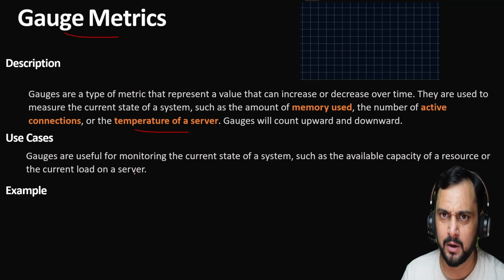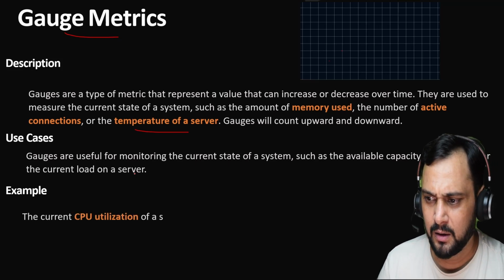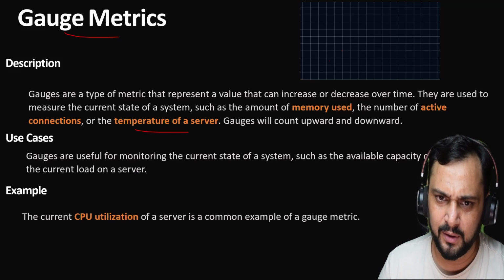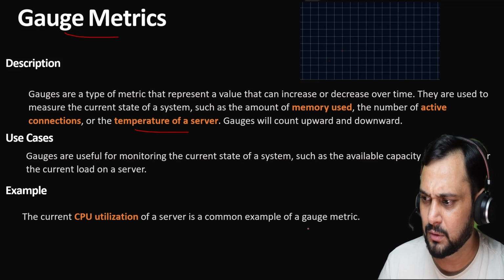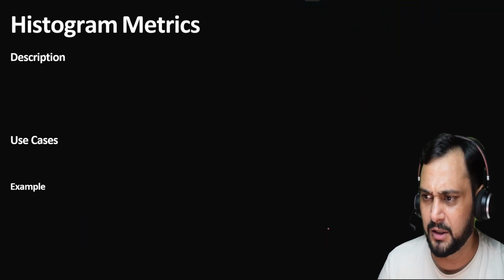It is self-explanatory. I don't think anyone needs more explanation here. Take an example: the current CPU utilization of a server is a common example of a gauge metric. It's fair enough. Histogram metric.